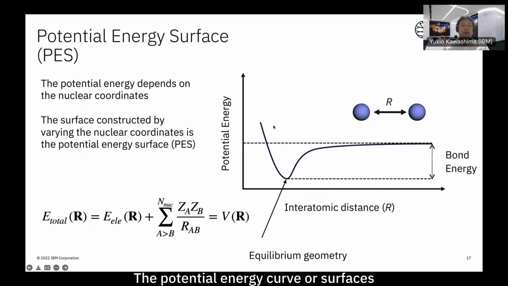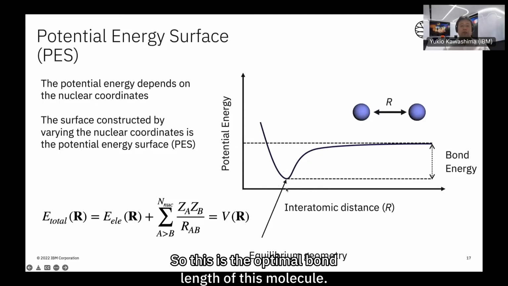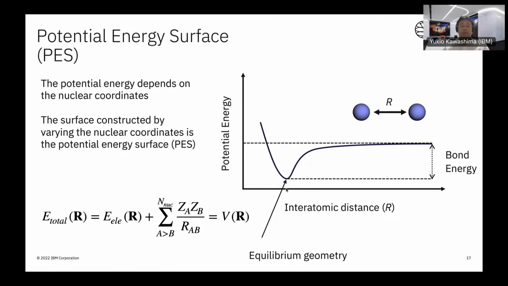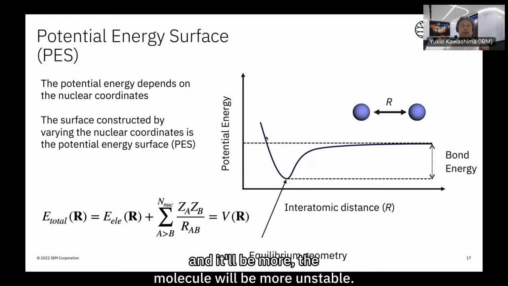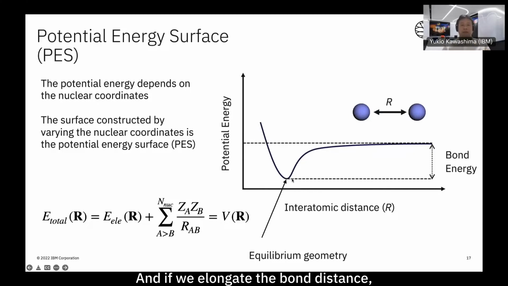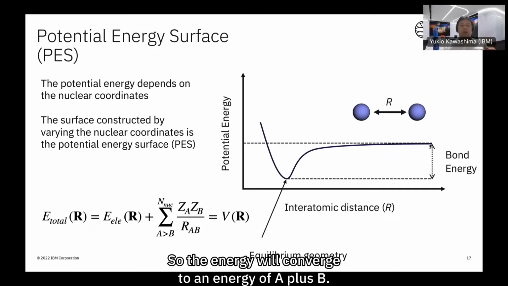The potential energy curve or surfaces have a lot of important information. For instance, the minimum of this potential energy curve shows the most stable point, which has the equilibrium geometry here. So this is the optimal bond length of this molecule. If you shorten the bond length, the atoms will feel the repulsive force, and the molecule will be more unstable. If we elongate the bond distance, then the interaction will be reduced, and at a certain point, these two atoms will not feel each other. So the energy will converge to the energy of A plus B.